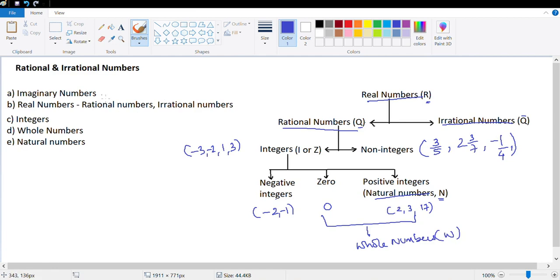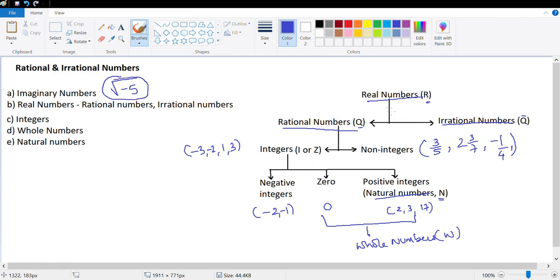So any number which is imaginary, for example, the root of a negative number, is an imaginary number, because you cannot find the root of a negative number. So these are imaginary numbers.